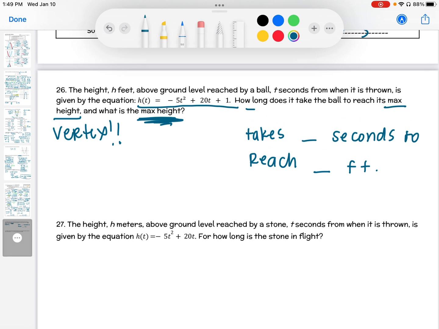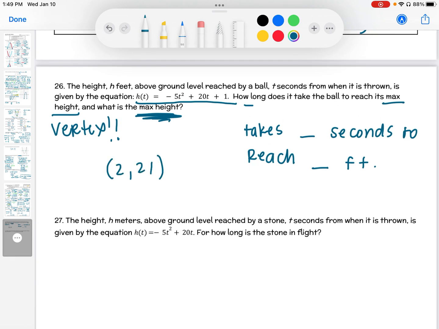So our vertex on this problem is (2, 21). And we get that from looking at the graph on Desmos. So t is seconds, this is t, this is h. So it takes 2 seconds to reach 21 feet, which is its maximum. Okay, so whenever you see max, you should think vertex.